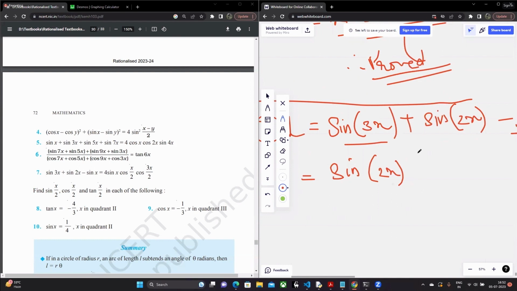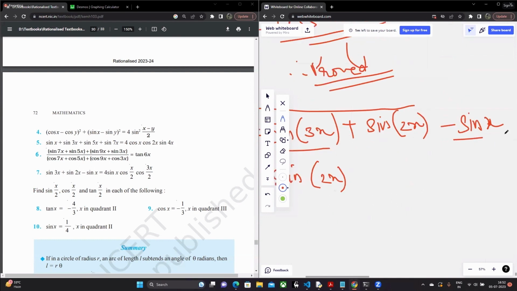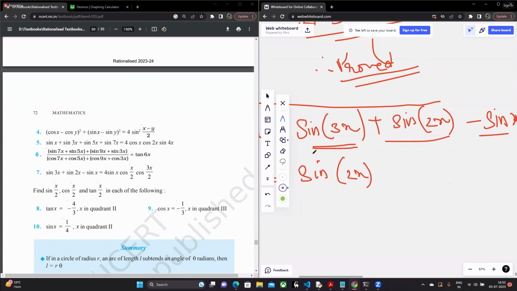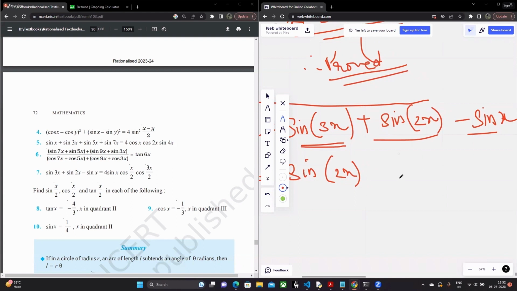No, wait. I should not do that. Because if I subtract this from this, I'll be left with a cos 2x expression instead of a sin 2x expression, and I can't really do anything with that. So what I'll do is add this and this. And then I'll be left with sin x by 2. That's worse. Okay, wait. I'll go with this and see where it ends up.